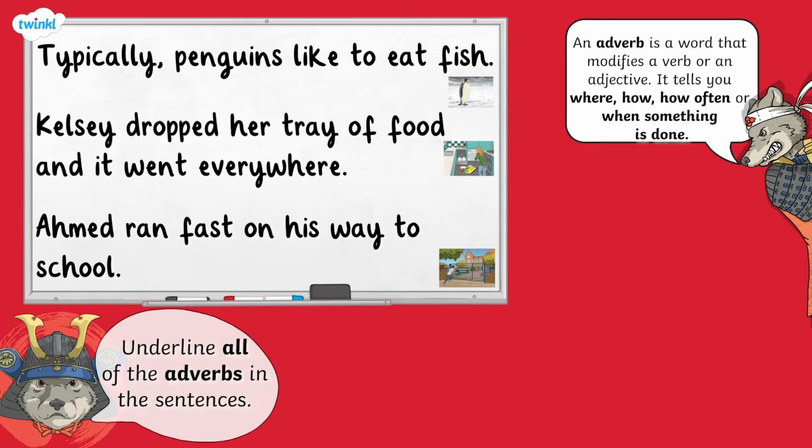So, how many adverbs did you find? In the first sentence, the adverb is typically. This explains how often the penguin likes to eat fish. In the next sentence, the adverb is everywhere. This is an adverb of place as it shows where Kelsey dropped her food. And finally, the last adverb is fast. This explains how Ahmed ran through school. Very well done if you got all of those right.